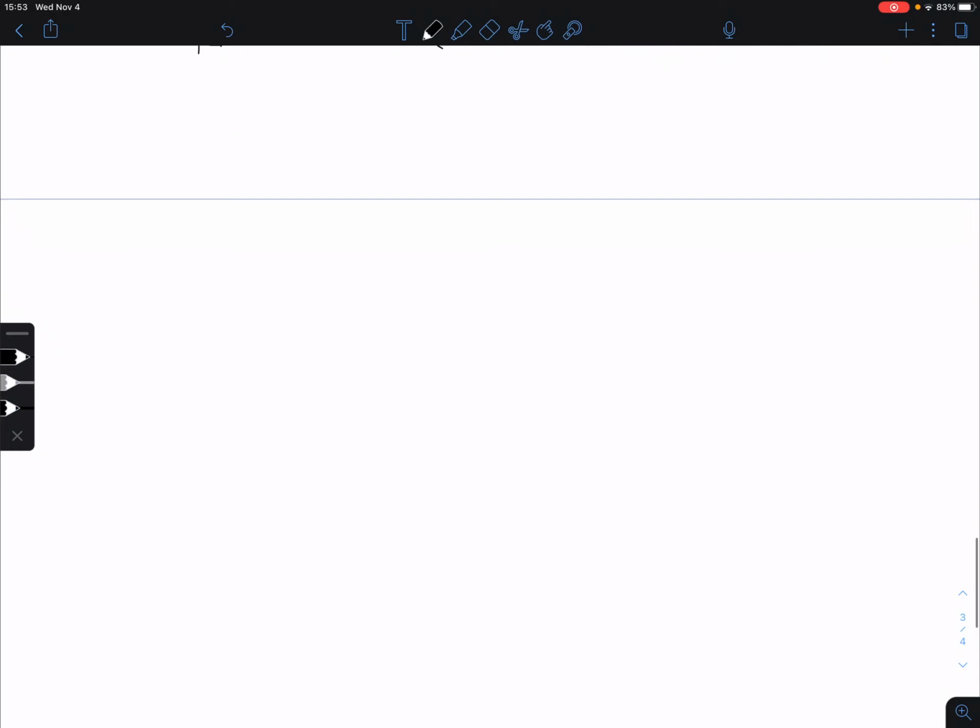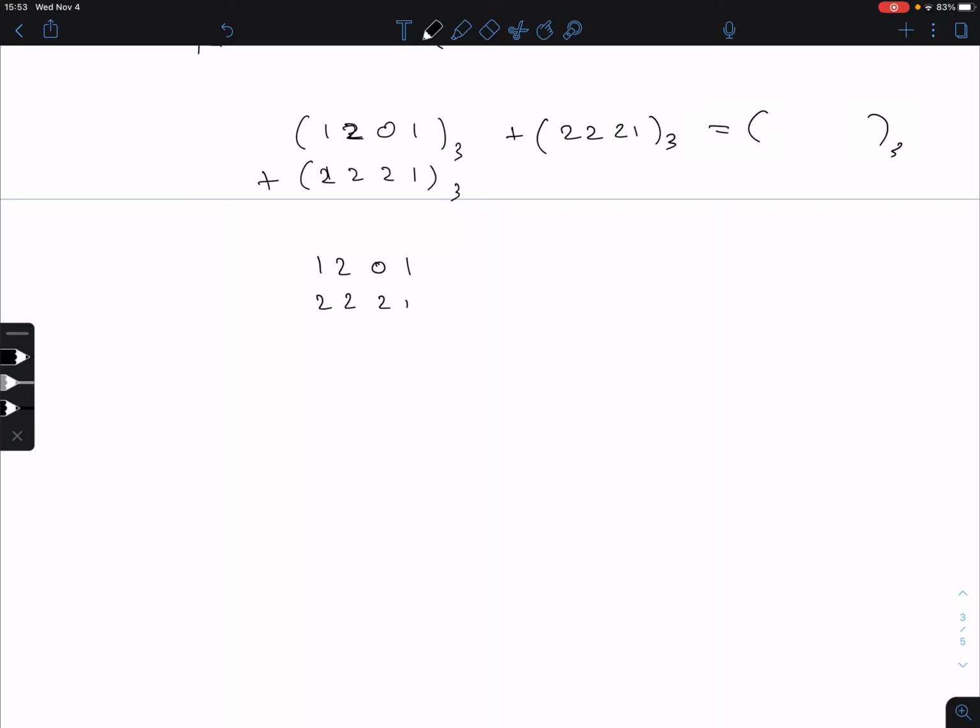I will do one example in ternary. Suppose I have to add these. Now, when I'm doing it, I'm not going to write the ternary subscript anymore. I want to work this out in ternary without actually converting, because converting is a little bit time consuming, not very much, but okay.